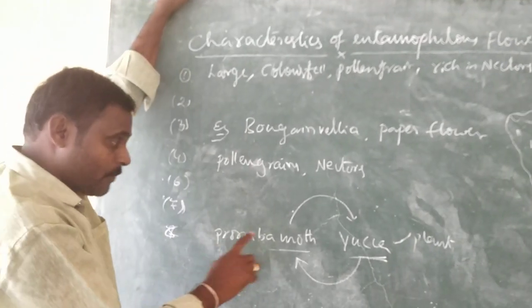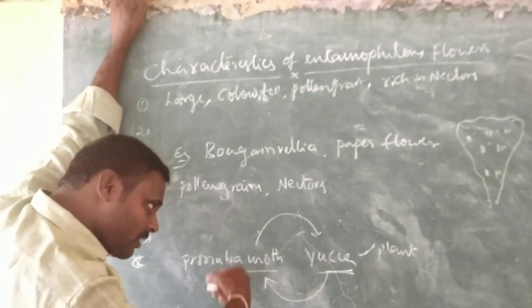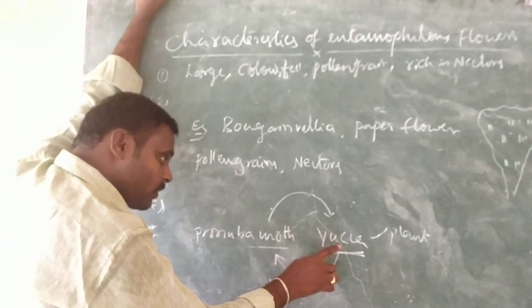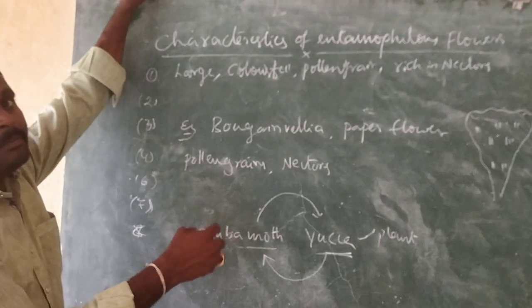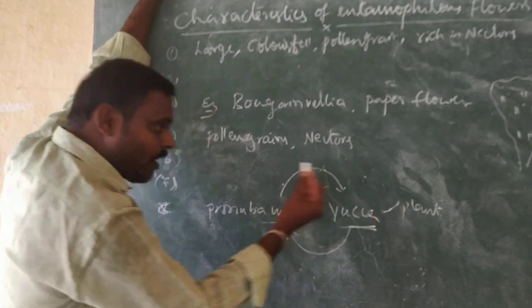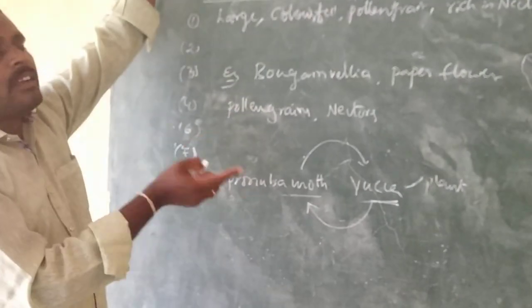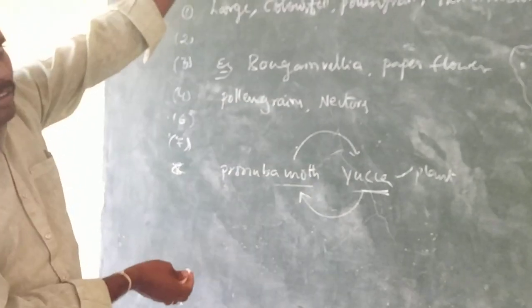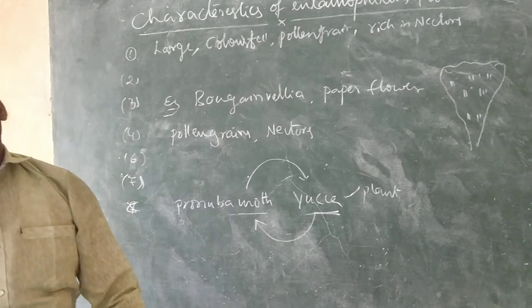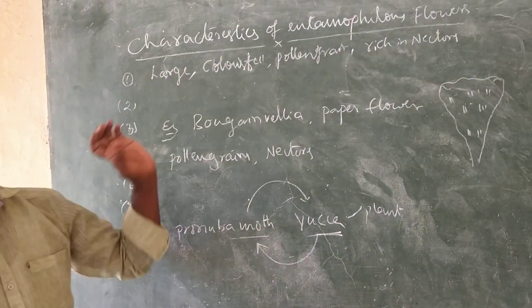So in the absence of the Yucca plant, the Pronuba moth cannot complete its life cycle, and at the same time, in the absence of the Pronuba moth, the Yucca plant is unable to complete its life cycle. So if any one organism is absent, the other is unable to complete its life cycle. These are all characteristics of entomophilous flowers.